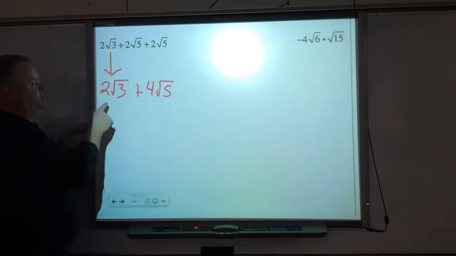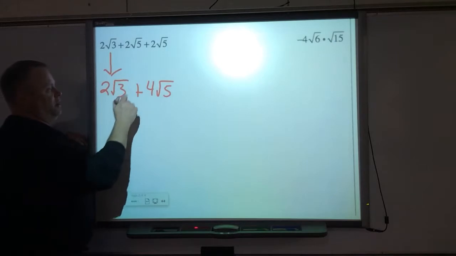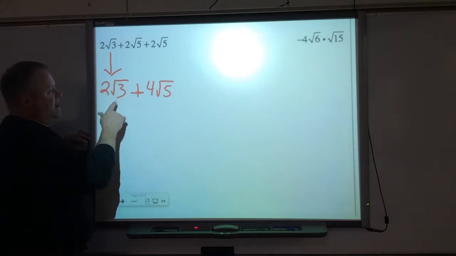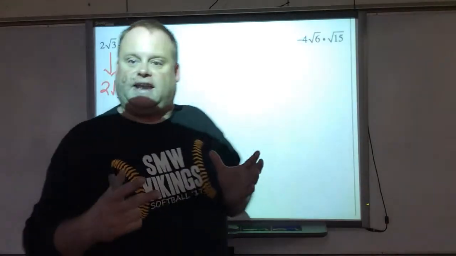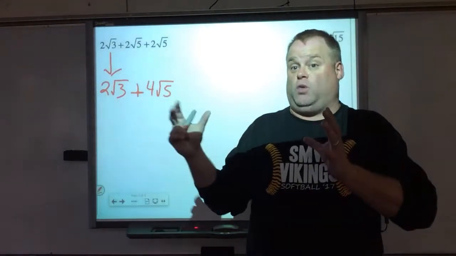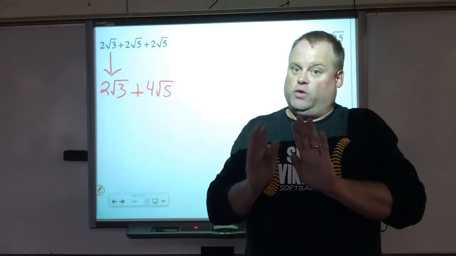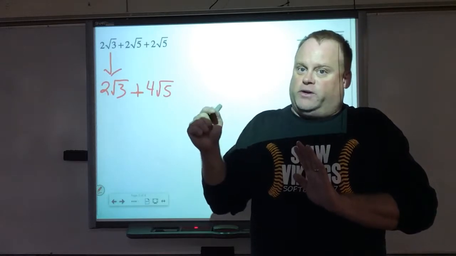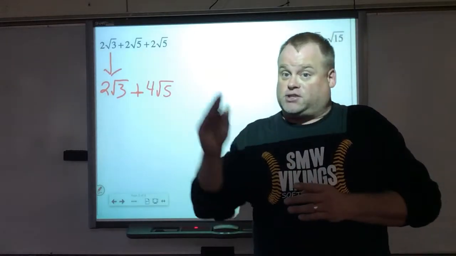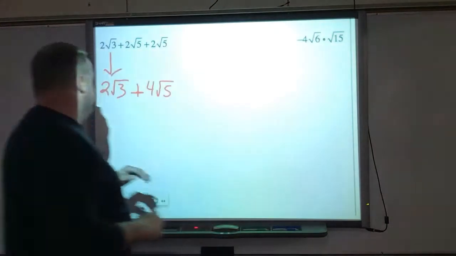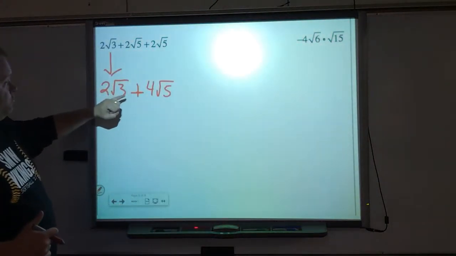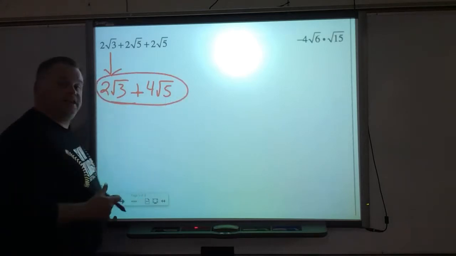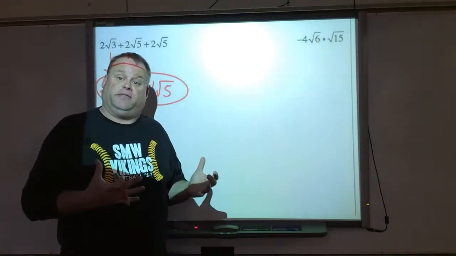Now, I look at this. I have a 2 square root of 3 plus a 4 square root of 5. Remember, just like with variables, I can't add apples and oranges or x's and y's. I can leave them together with a plus sign or minus sign in between them. But I can't say 2 oranges. I would say 2 apples plus 2 oranges. So in this case, I have 2 square root of 3 plus 4 square root of 5. This is my final answer. It can't be any more simplified than that.